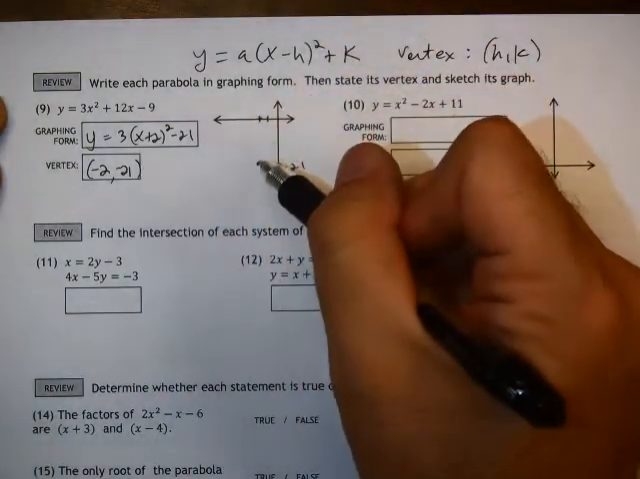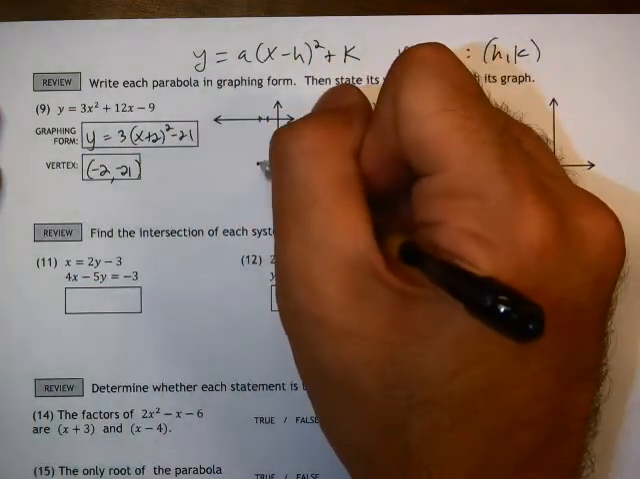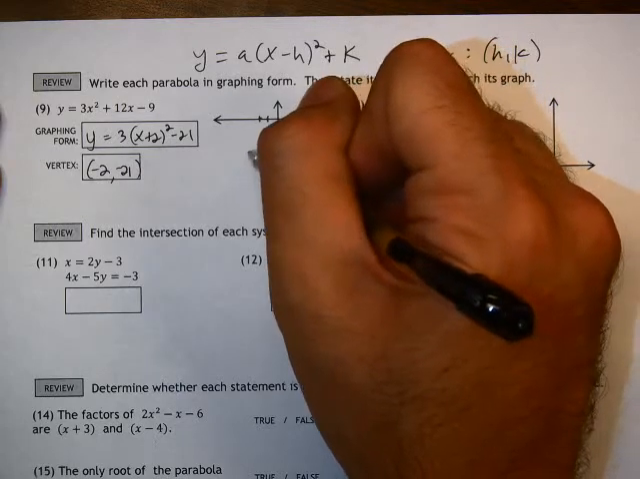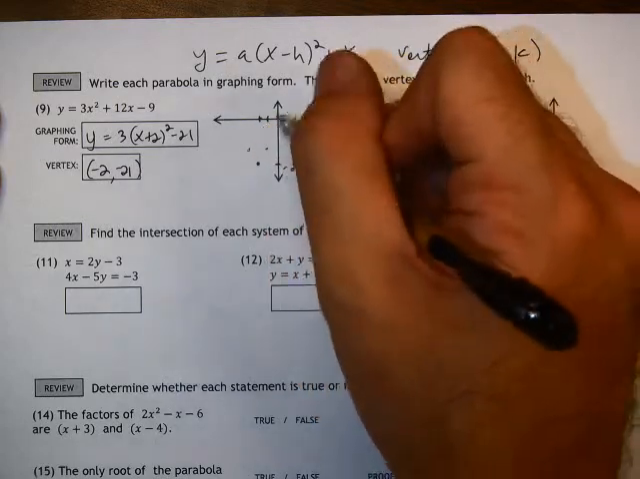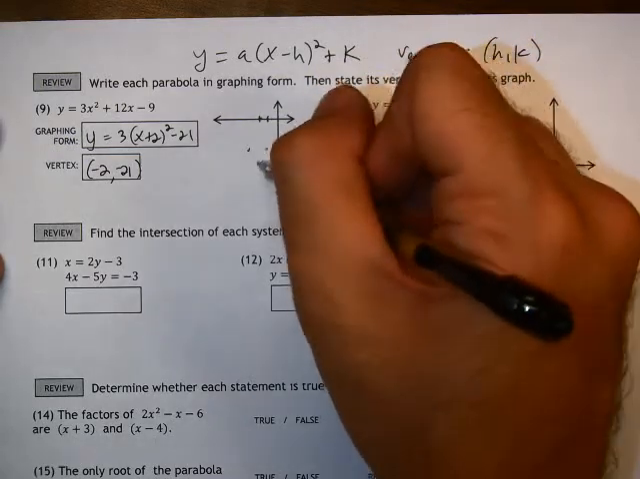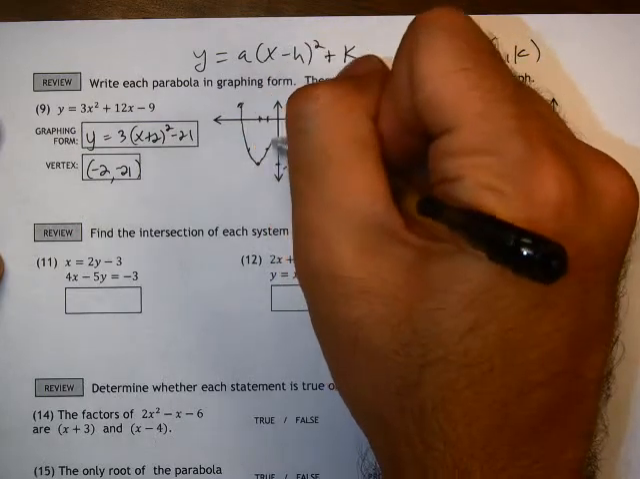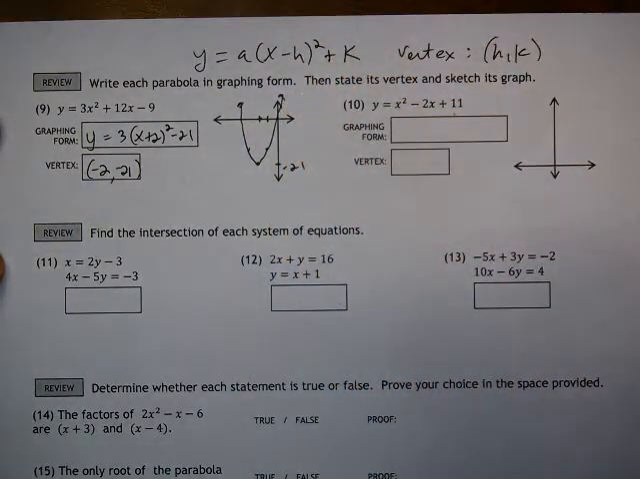And for the other points, since this is a positive 3, it kind of treats it like slope: 3 up and over 1, 3 up and over 1. It doesn't have to be 100% accurate because I have 21 spaces here. I'm good with doing this. So there's my 2 other points. There's my sketch of my parabola.